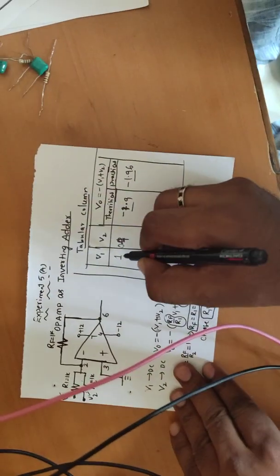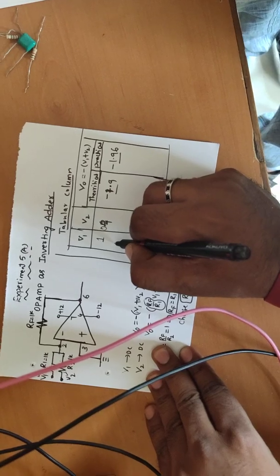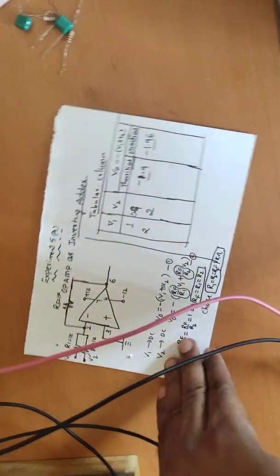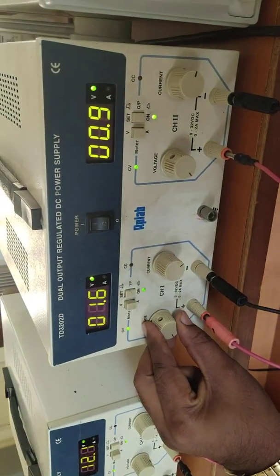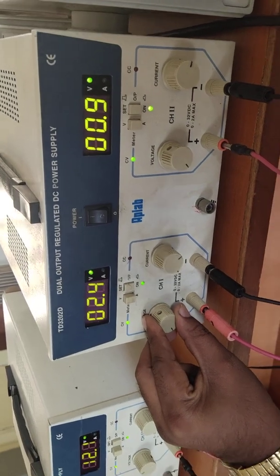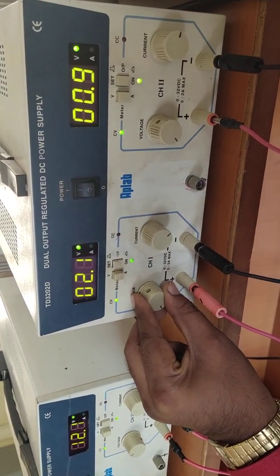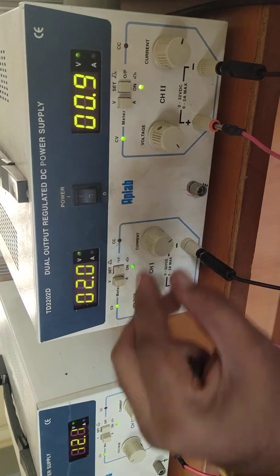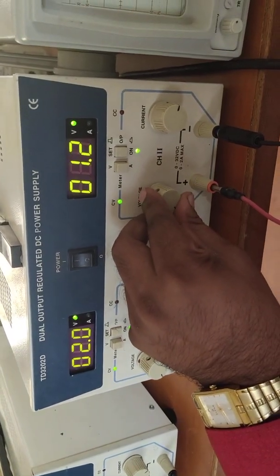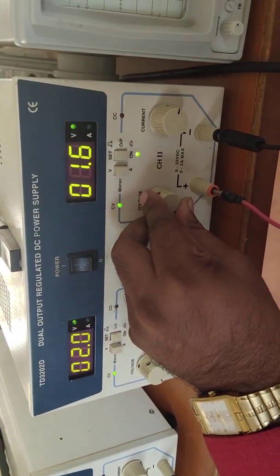So these two values are close values. Now let us check for other values. Let us keep V1 as 2 and V2 also 2. So then I'll increase V1 to 2 volts. So set almost equal to 2 volts, and V2 also equal to around 2 volts.